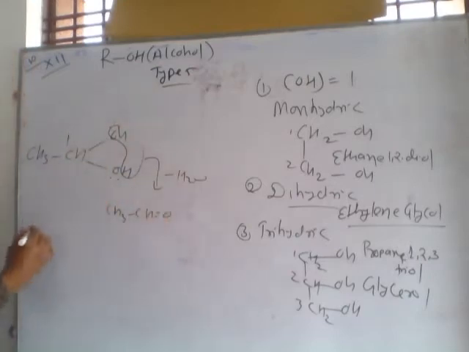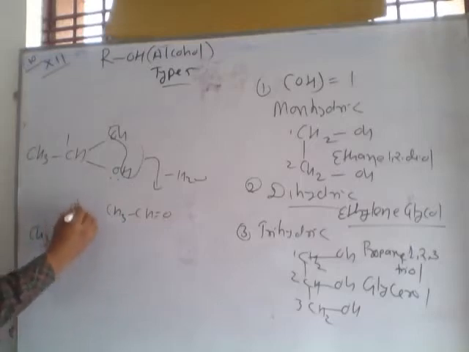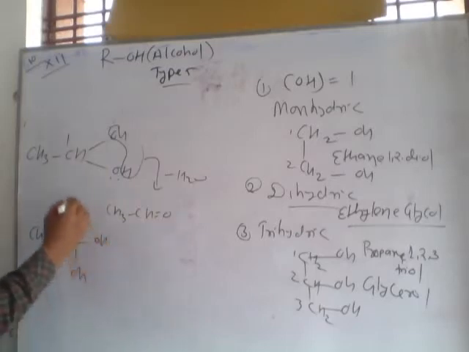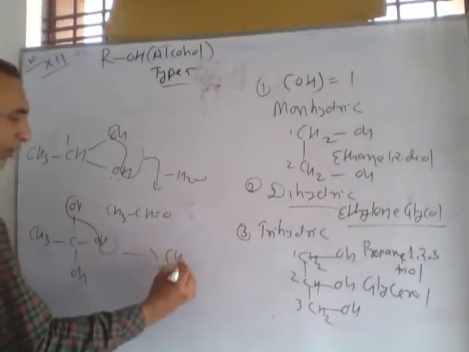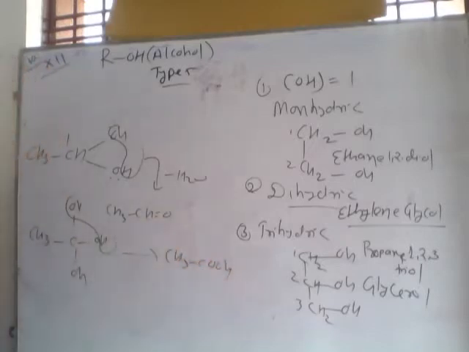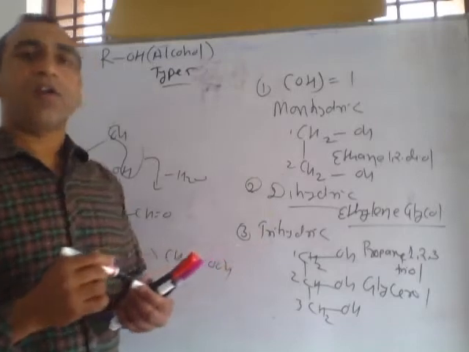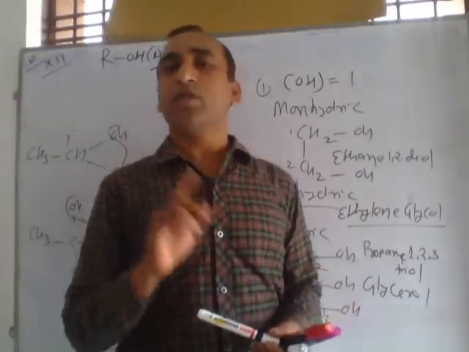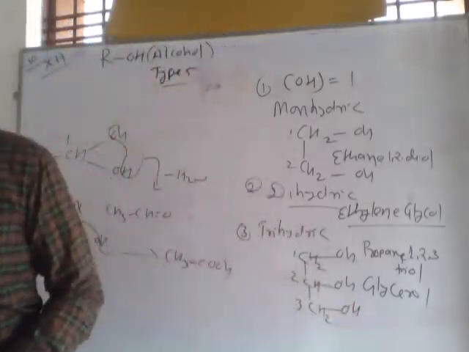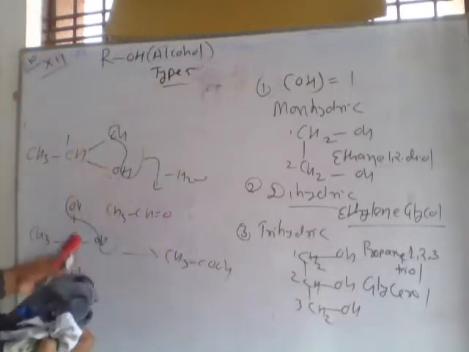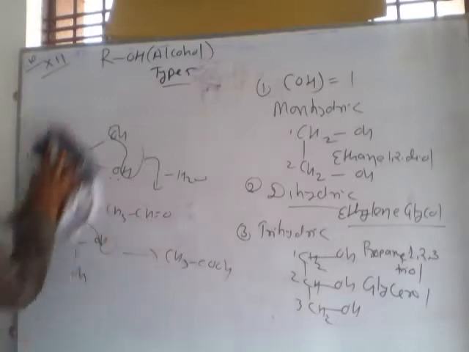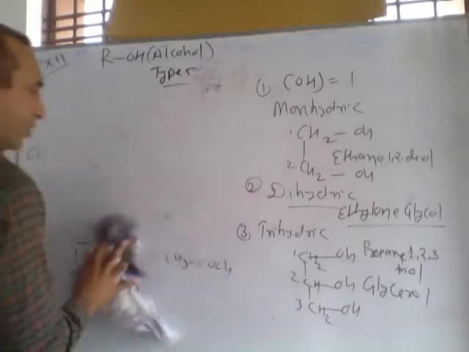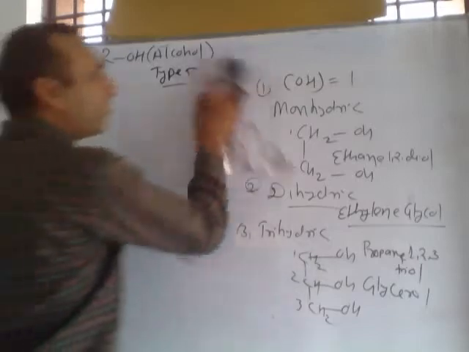aldehyde. If you write 3 OH groups on the same carbon, this is too unstable. So it removes a water molecule from here, and after removal of the water molecule, this will convert into acetic acid. So for di- and trihydric, we use OH on different carbon atoms, not on the same carbon atom. Dihydric and trihydric compounds on the same carbon atom are called gem dihydric. These are unstable compounds.